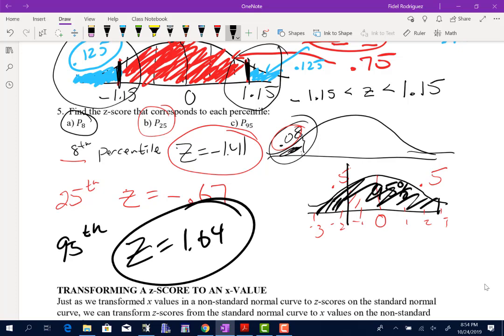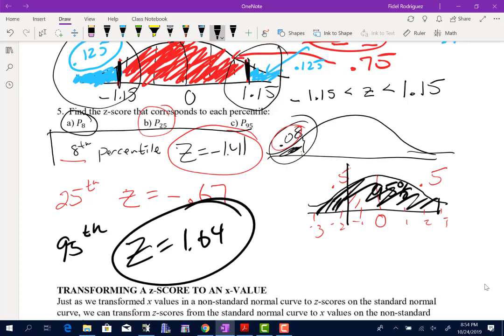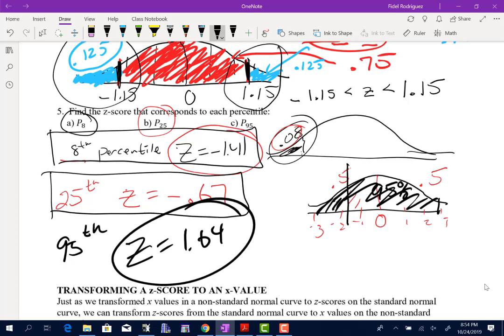For the P95, that's right. So what I'm trying to do here, for our 8th percentile, we got a z-score of negative 1.41. For a 25th percentile, we got a negative 0.67. And for our 95th percentile, we got a 1.64.